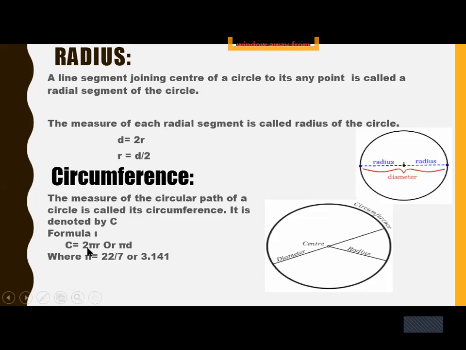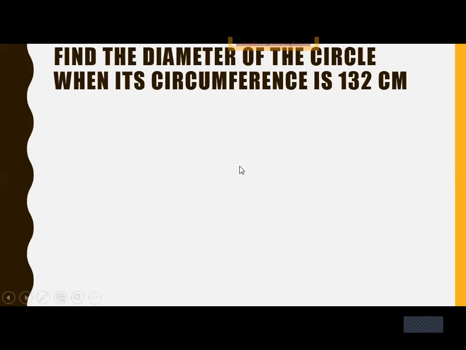Now, what is pi? Remember, pi is the ratio between the circumference and the diameter, and it is a constant value. Its value is 22 over 7 or 3.142. Now, find the diameter of the circle when its circumference is 132 centimeter.